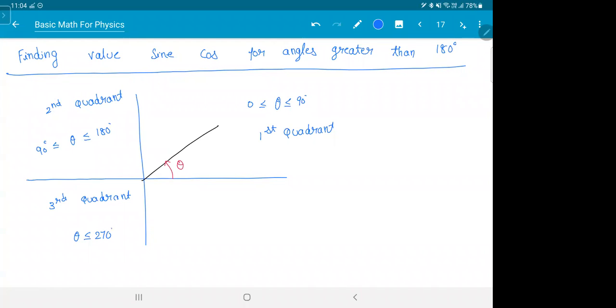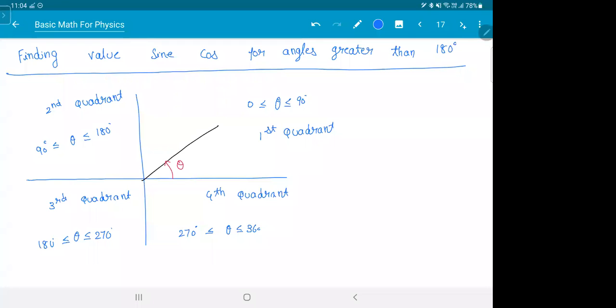In the third quadrant, theta is from 180 to 270. Fourth quadrant, theta is from 270 to 360. So this is how the quadrants are defined. You should have an idea, so that when I say second quadrant, you know what it is.